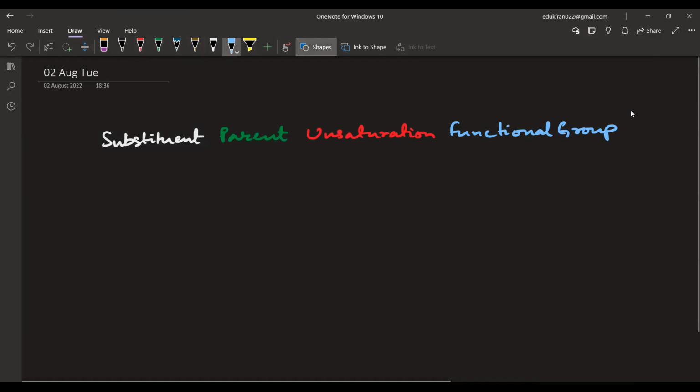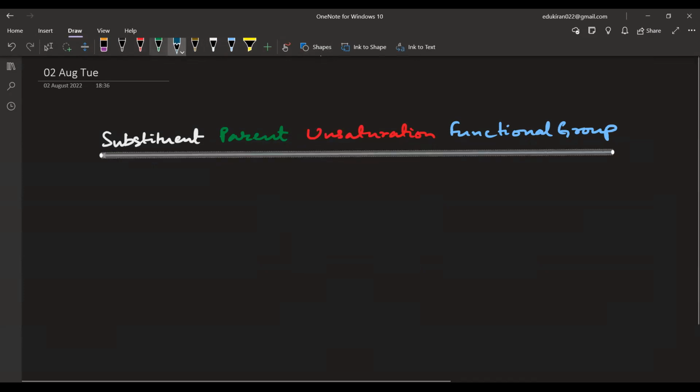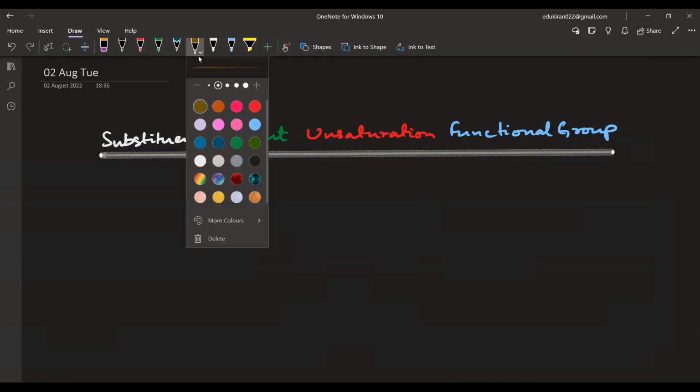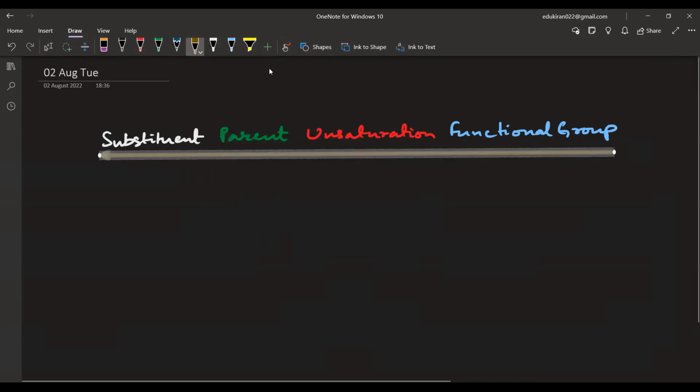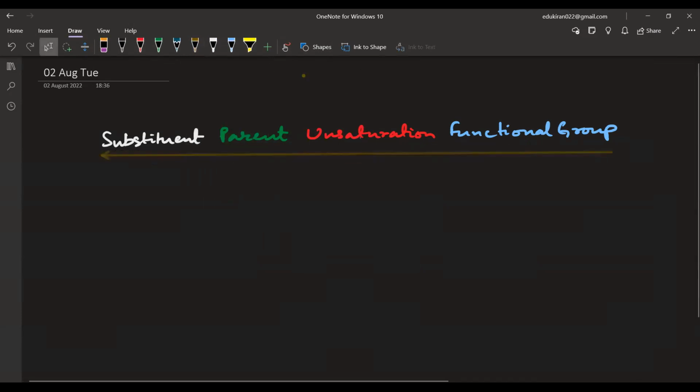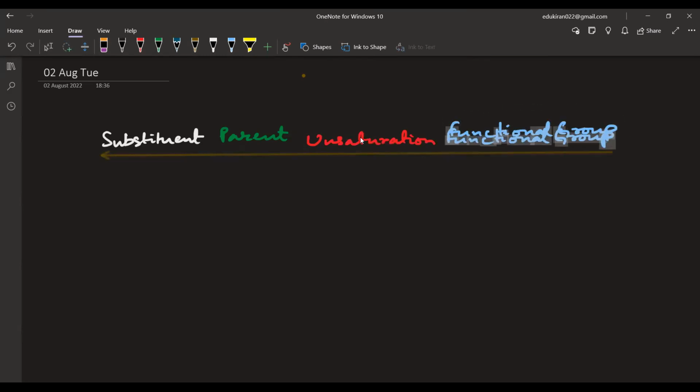But I hope all of you remember that when it comes to identification, we go from functional group to substituent like this. We follow this order for the identification. Please remember this. We'll identify the functional group. Then we'll identify the unsaturation. Then we'll identify the parent, and then we will be identifying the substituent.